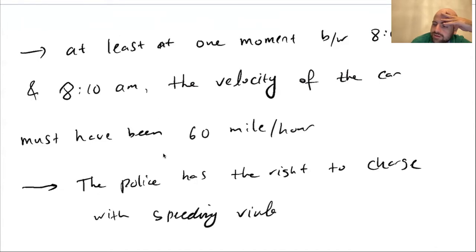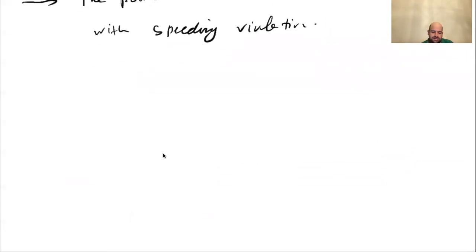Because remember, the speed limit on this highway was 55 miles per hour, but at least at one moment, the car must have had a velocity of 60 miles per hour. So the police has the right to charge with a speeding violation. All right, so this was the first application. Now let's look at the next application, the second application.